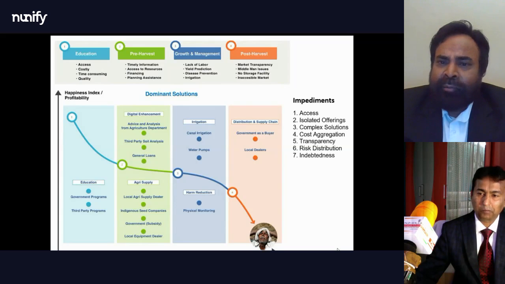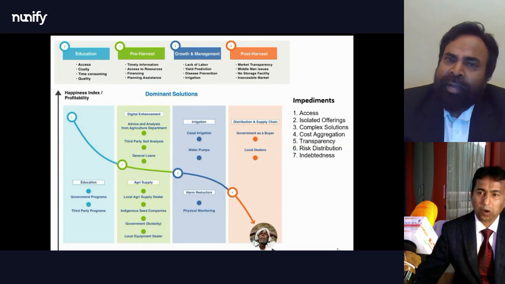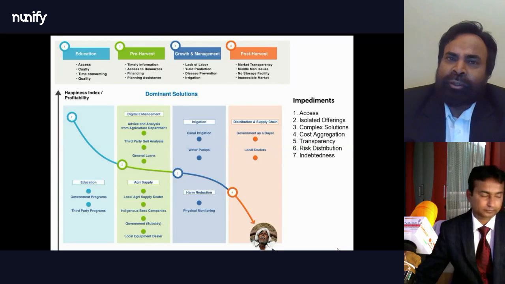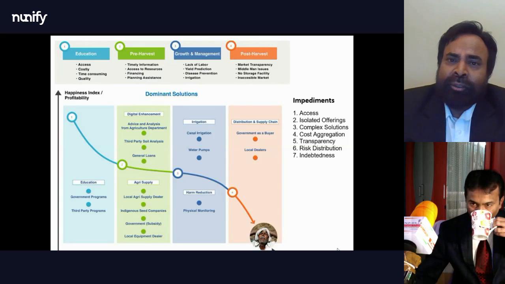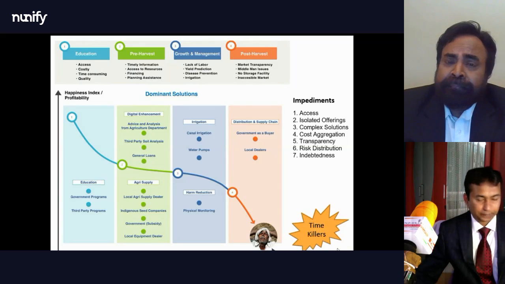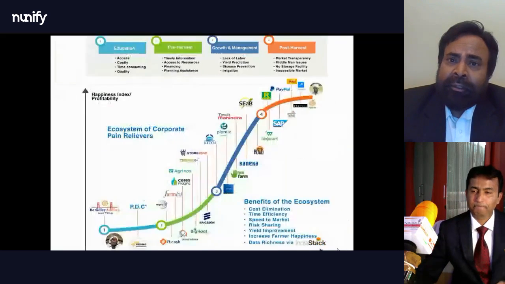And because the farmer is the backbone of our Indian economy, and he shares all the risk. It's not distributed, and cost is aggregated. The solutions are complex. He doesn't understand. He doesn't have access to information tools. So we said, these are all time killers.